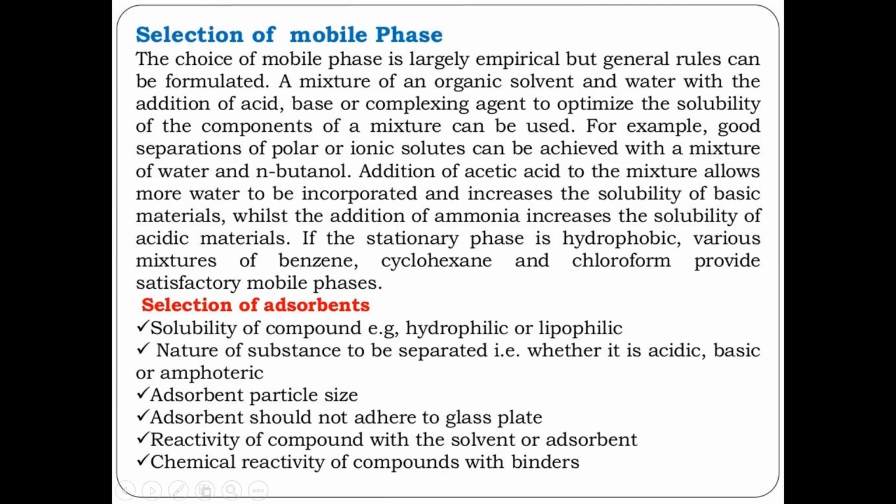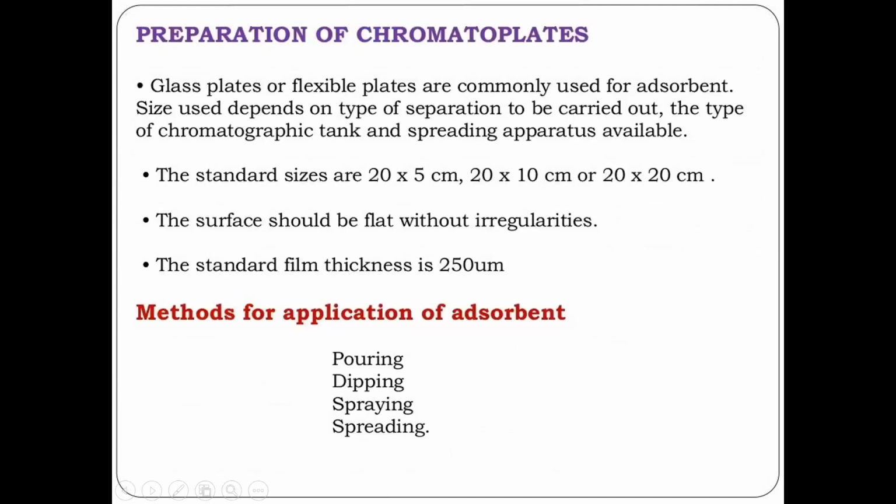These are the factors considered in selection of the adsorbent. Preparation of the plates. TLC plates are of different sizes. This is the length of the TLC plate, and this is the breadth or width of the plate: 20 by 10, 20 by 20. The surface should be flat without irregularities. The standard film thickness is 250 micrometers.